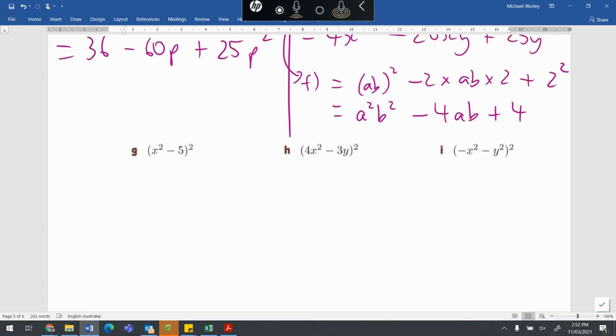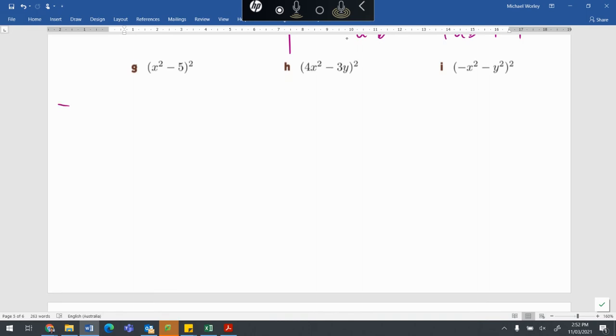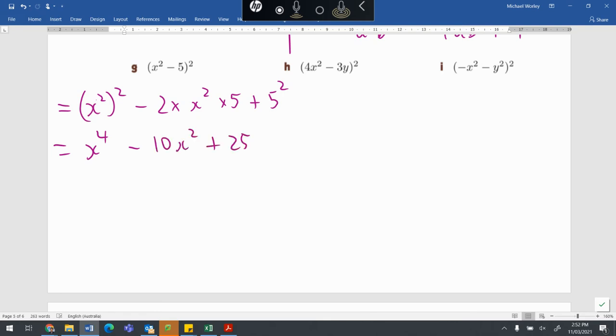All right. G. Here we go. 2 times 2 is 4. 2 times 5 is 10. So 10x squared plus 25. I've expanded and then I've simplified. That's the expanding step. That's the simplifying step. Always use brackets.